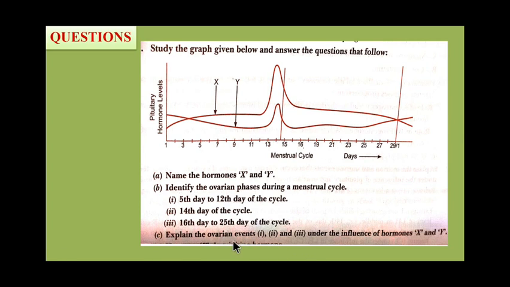Now next, explain the ovarian events under the influence of hormones X and Y. So what are the events occurring? So first one, here in the follicular phase, FSH stimulates the ovarian follicle to secrete estrogen, which in turn stimulates the proliferation of the endometrium of the uterine wall. Next is 2, that is the ovulatory phase. So here both LH and FSH attain a peak in the middle of the cycle, where the rapid secretion of LH in the mid cycle is called the LH surge, which induces the rupture of the Graafian follicle and there is release of the ovum.